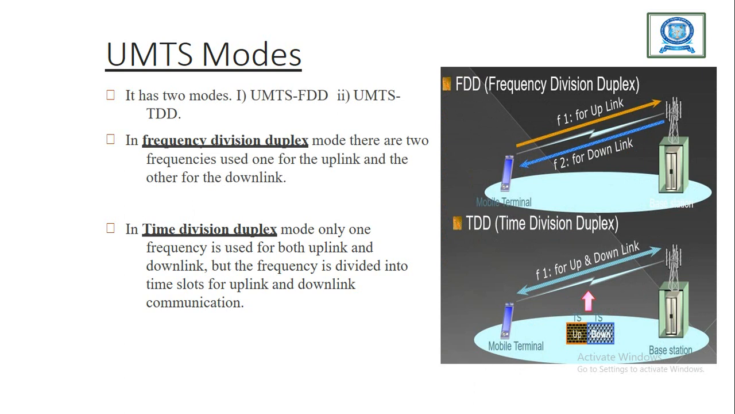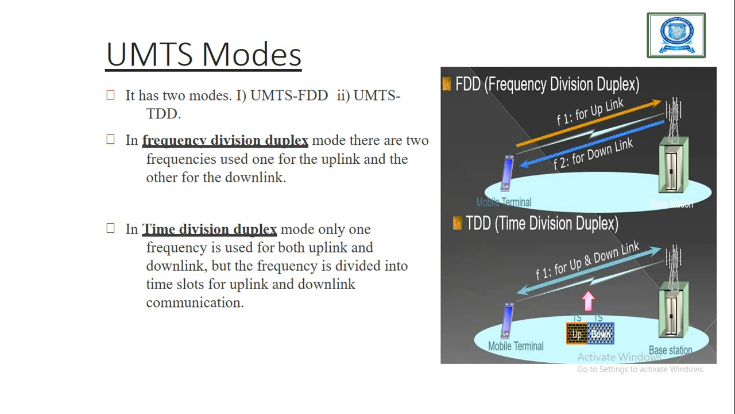The below figure shows the two modes of operation in UMTS. Normally UMTS supports FDD and TDD modes of operation. We all know FDD means frequency division duplex and TDD means time division duplex. In frequency division duplex mode, two frequencies are used, one for uplink and another for downlink. In FDD, we use two channels.